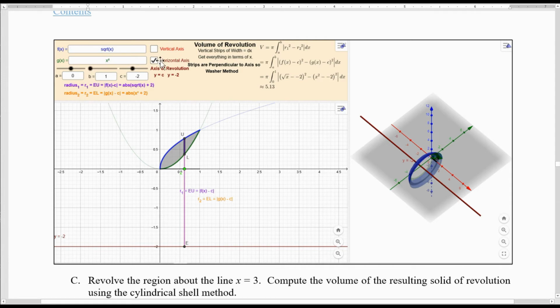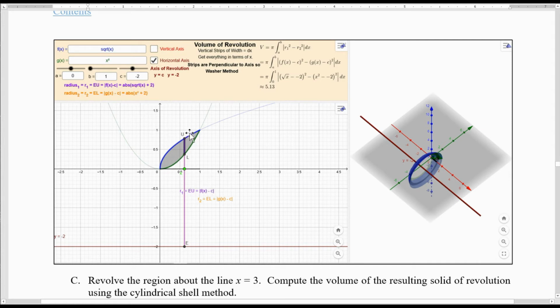If you choose a horizontal axis, which is what I've got here, it's going to graph that at y equals c, whatever c is, and I put in the value of -2. So this tells us our axis of revolution is y equals c, or in this case y equals -2. Our inner radius, or radius 1, is the purple distance from E to U, the top curve, f of x minus c, absolute value.